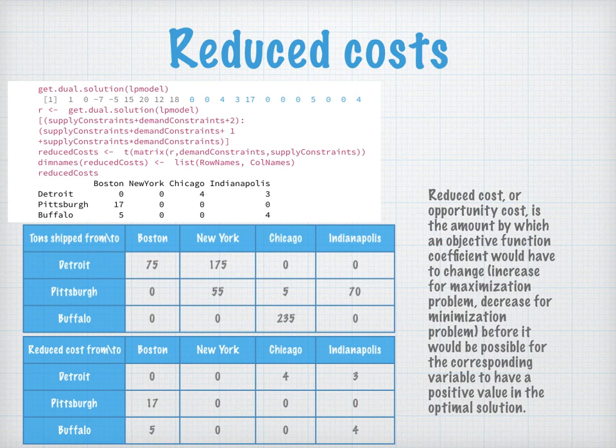In this case, we see that we moved nothing from Detroit to Chicago. The bottom table shows that in order to ship from Detroit to Chicago, we would have to reduce this cost by at least $4. Similarly, we would have to reduce the cost from Detroit to Indianapolis by $3. So the reduced costs indicate what sort of reductions in cost we would need to make in order to make a particular warehouse a viable source of print for a particular print shop.